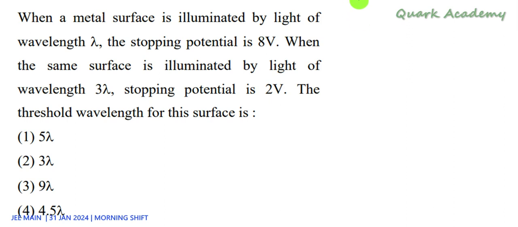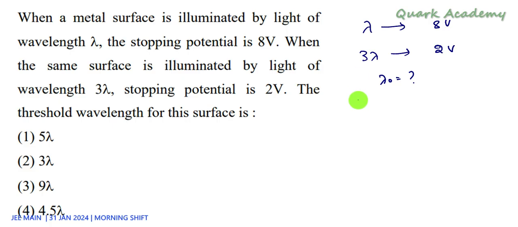This question is based on the photoelectric effect. There is a metal surface. Initially, it is illuminated with a wavelength lambda, and the stopping potential is 8 volt. Then it is illuminated with the wavelength 3 lambda. Now the stopping potential is 2 volt, and we need to find the threshold wavelength lambda 0.